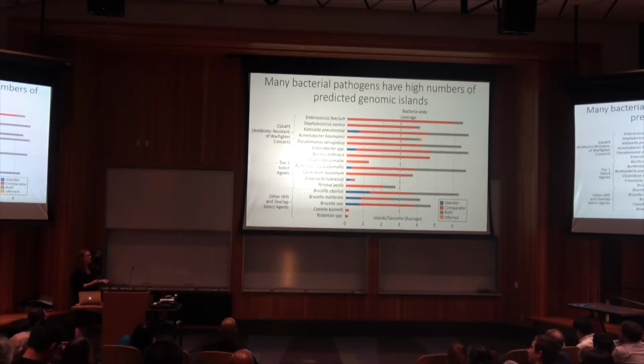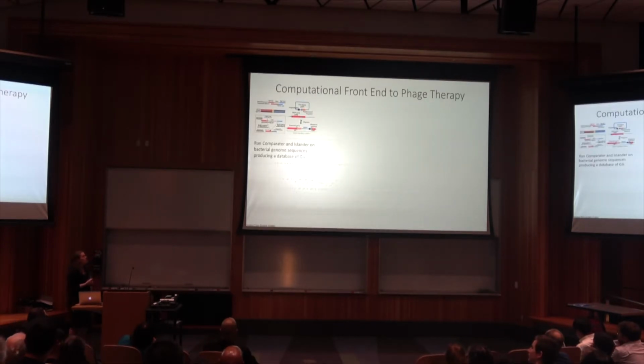So how do we use these computational tools to influence phage therapy? We can run Comparator and Islander on all sequenced bacterial genomes, which we have done, which is about 300,000 at NCBI right now. And we can create a database of genomic islands. And again, about a third of this will be prophages.